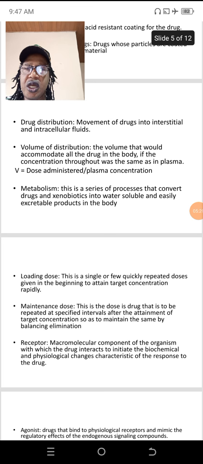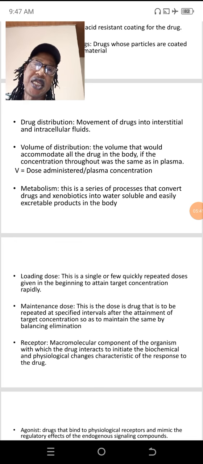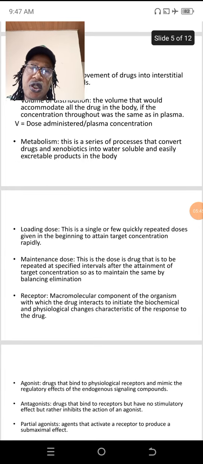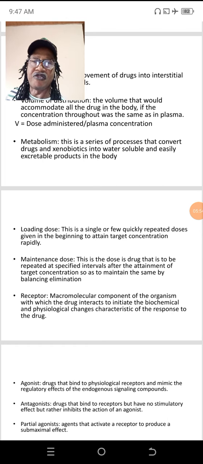Loading dose. This is a single or few quickly repeated doses given in the beginning to attain target concentration rapidly. Maintenance dose. This is the dose of drug that is to be repeated at specified intervals after the attainment of target concentration so as to maintain the same concentration by balancing elimination.